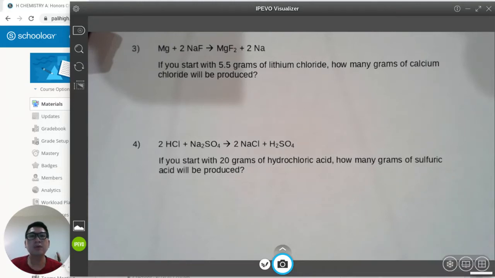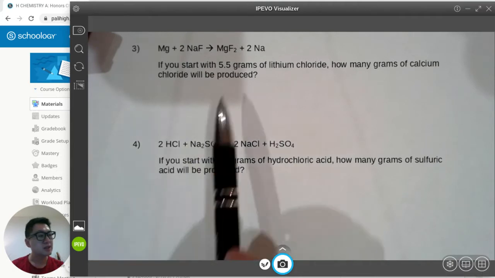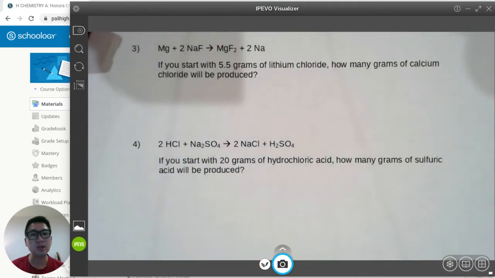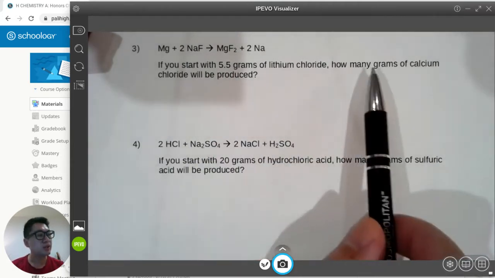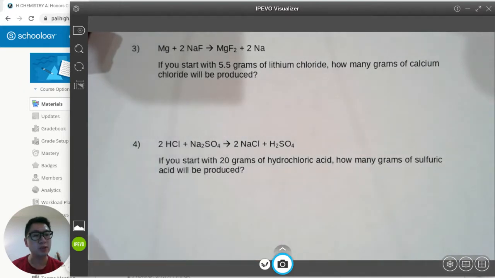Okay, so I want to go over these two stoichiometry problems now. There are also mass-to-mass stoichiometry problems, which is the hardest type of stoichiometry problem. You're given grams of one thing in the first problem, question number 3 here. It says 5.5 grams of lithium chloride. I want to know how many grams of calcium chloride will be produced according to this balanced equation.